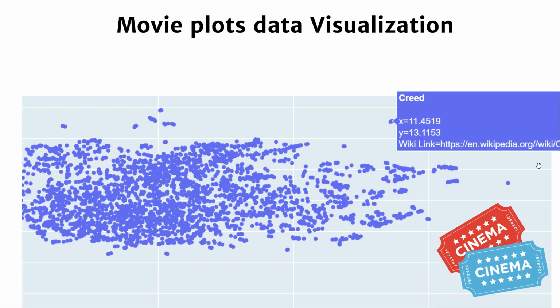Hello everyone, welcome back. In this section we are going to see visualization of the movie plots that we collected. Data visualization is a crucial aspect because you can immediately identify outliers and also get a high level overview of all the data that we have. For example, here you can see all our movie plots visualized, and you can see there are some outliers or clusters that are formed. You can do all of these things using data visualization.